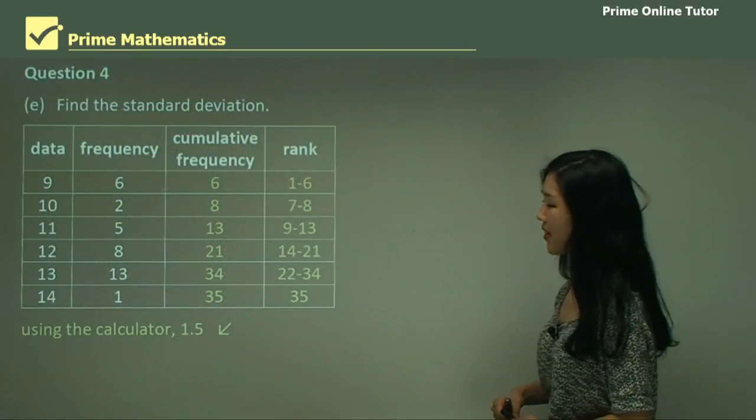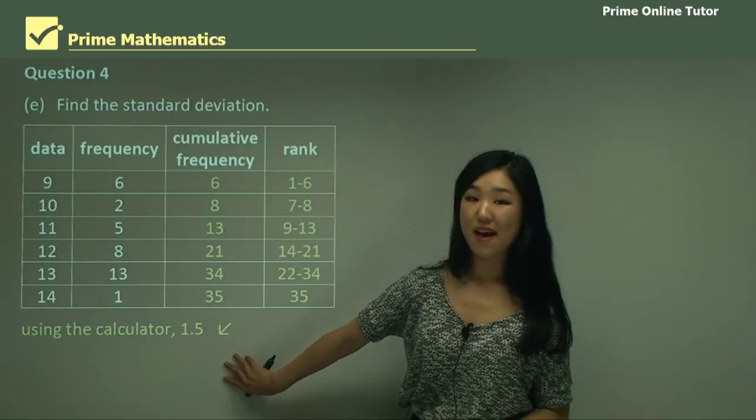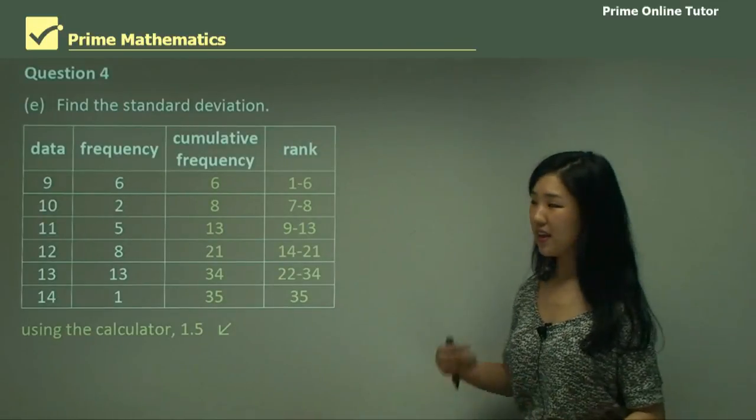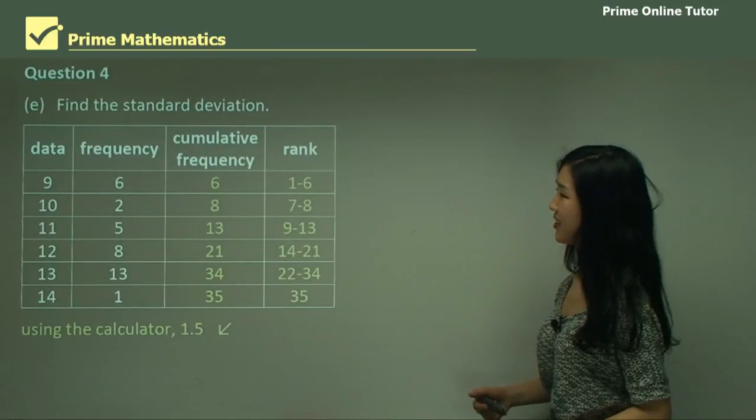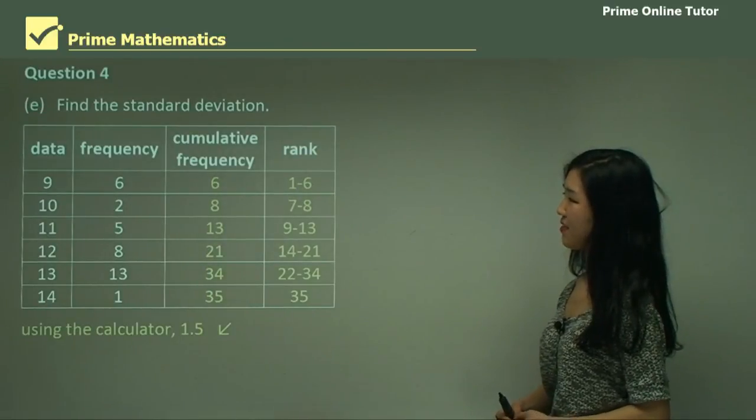And by using the calculator, we get a value of 1.5. Okay, so hope you're getting used to it, trying to remember it very thoroughly. Okay, have a look. And that was the standard deviation.